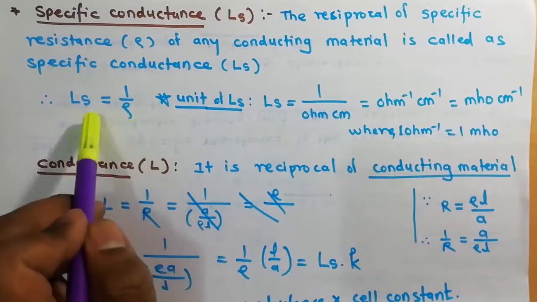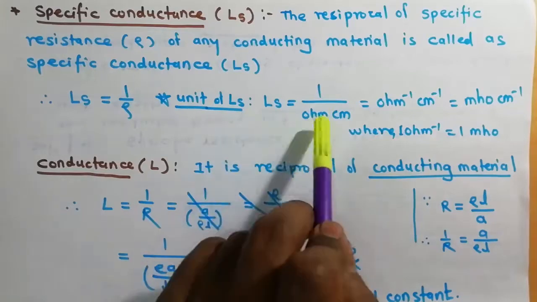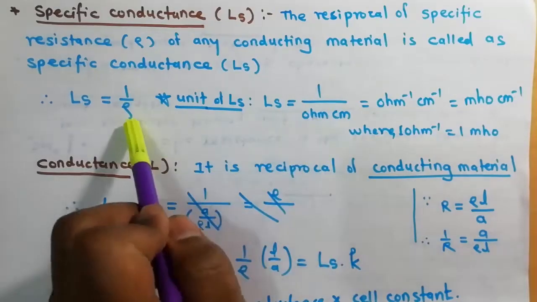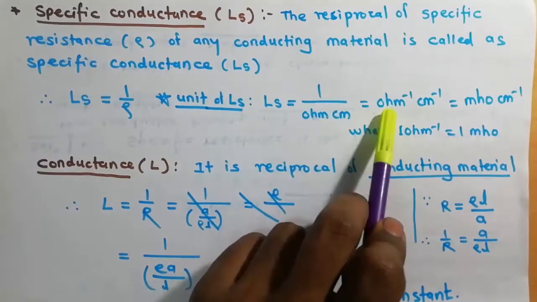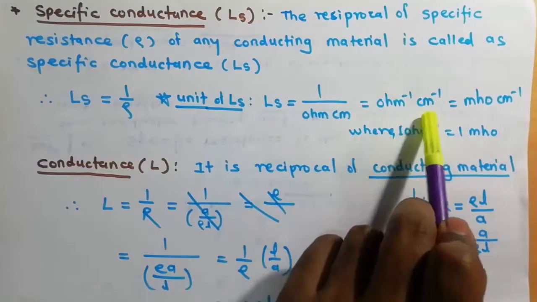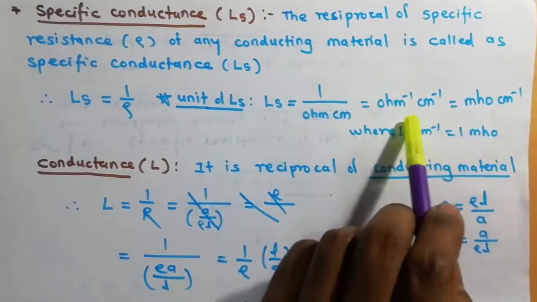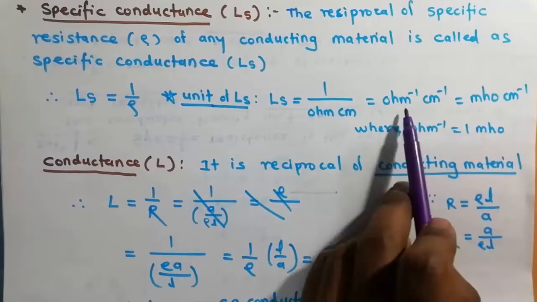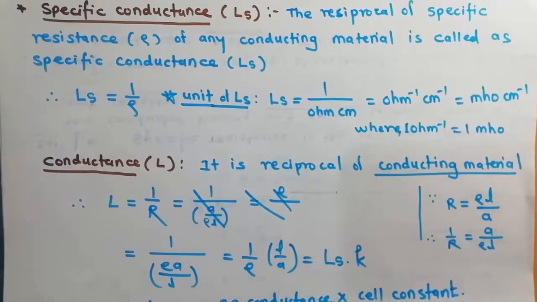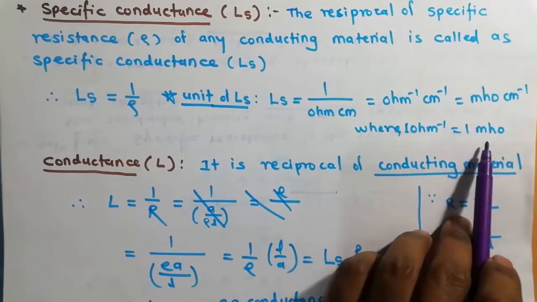Now the unit of specific conductance is, as we have just discussed, the unit of rho, specific resistance, is ohm centimeter. So it will be 1 per ohm per centimeter, which is equal to mho per centimeter, where this ohm inverse is called the mho.